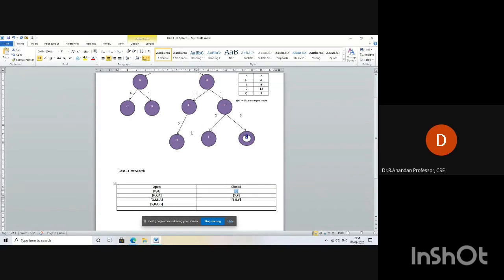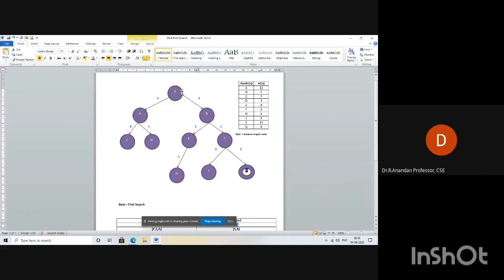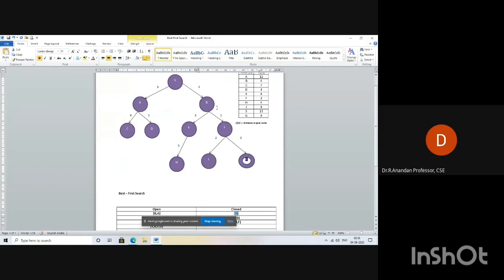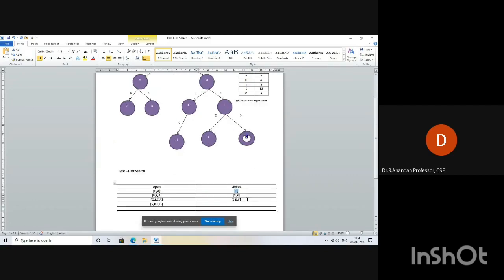Okay, now I am taking this. I have found the minimum here. So I am taking B. Hereafter I am not going to visit B, so I mark it as closed. In this step, hereafter I won't visit B, so I mark B as closed. Hereafter I won't visit F, so I mark F as closed.